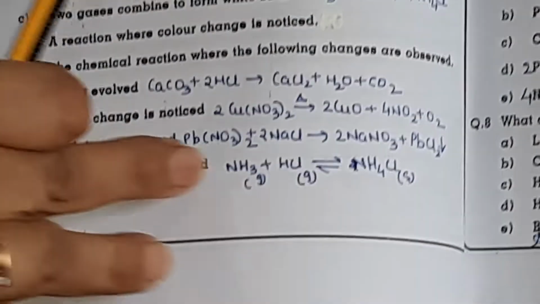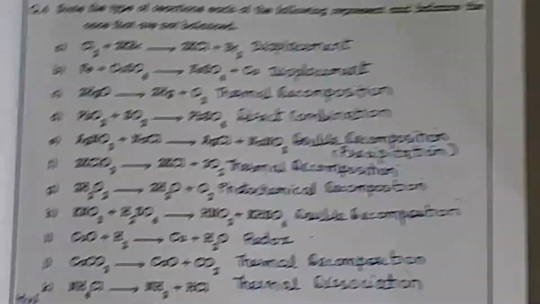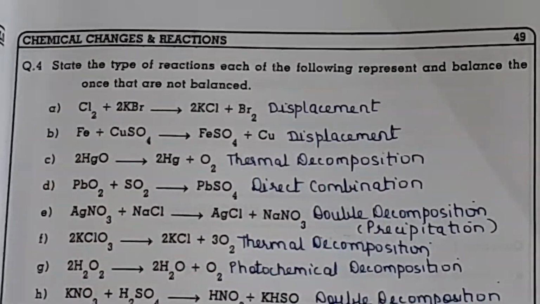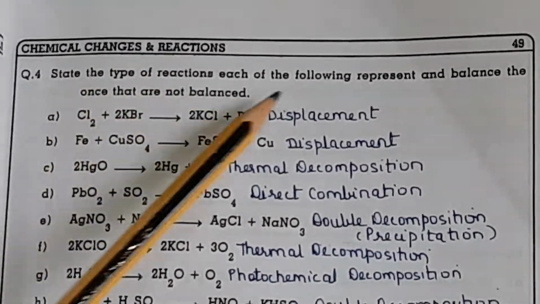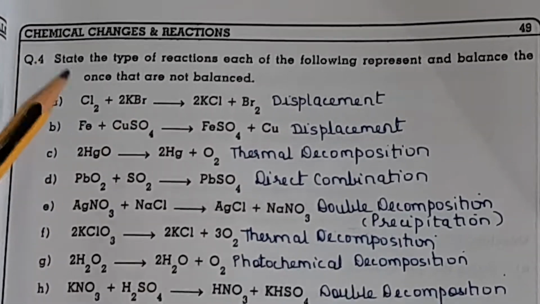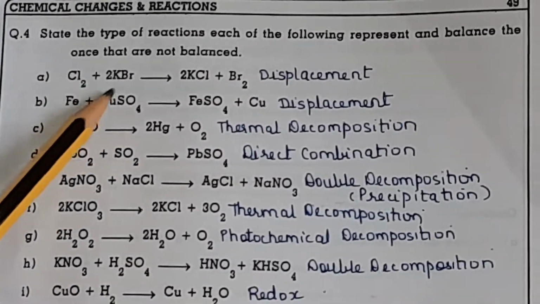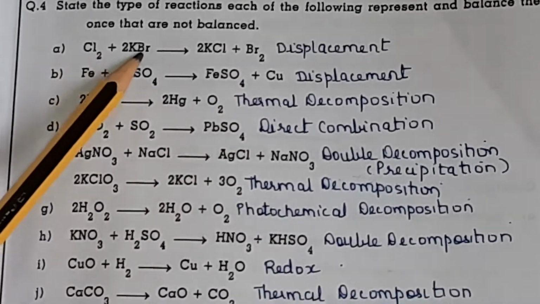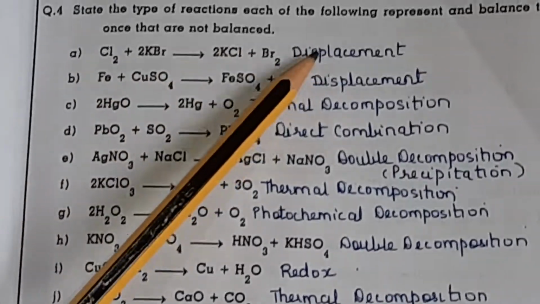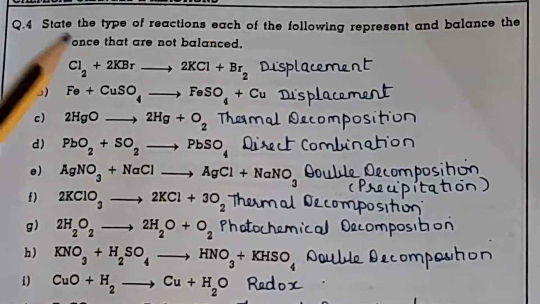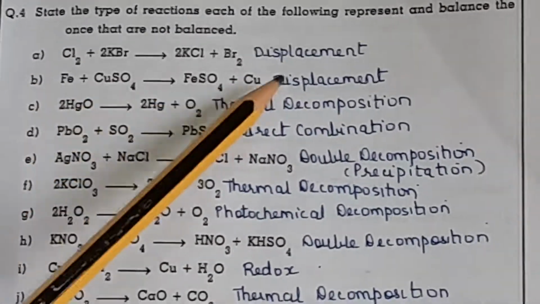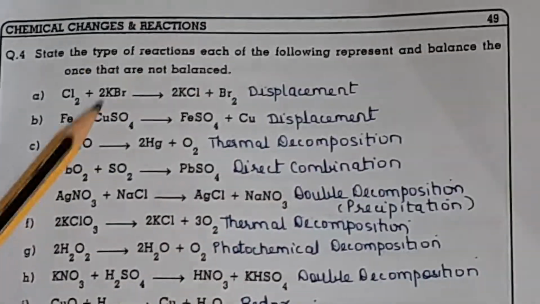Now moving to the next question here. State the type of reactions for each of the following represent and balance the ones that are not balanced. Okay. So against the reaction you just have to write the type of reaction. So first is Cl2 plus 2 KBr gives 2 KCl plus Br2. So chlorine is replacing bromine from its solution. So it's a displacement reaction. Okay. Now here iron is displacing copper from copper sulfate. So also this is a displacement reaction.